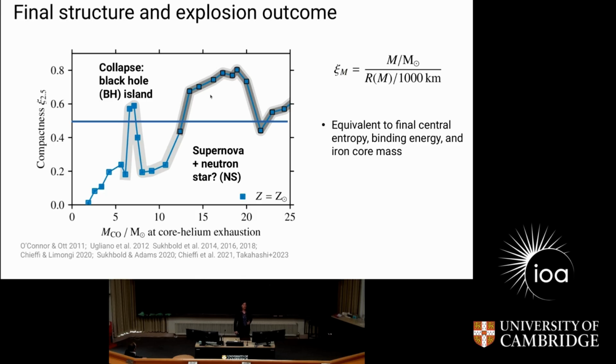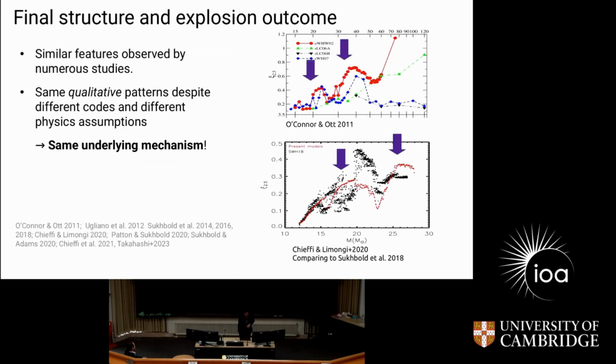And so the interesting thing is that literally everyone who has looked at this problem has found the same pattern. So people with different stellar evolution codes, people who have made different assumptions concerning the microphysics, but even the nuclear physics, everyone finds the same pattern. So that means that there is some same underlying mechanism. So it is the same qualitative pattern, so that you have these peaks in compactness or iron core mass, but it's not the same quantitative pattern, yes? So if you change the microphysics, you will find different outcomes.